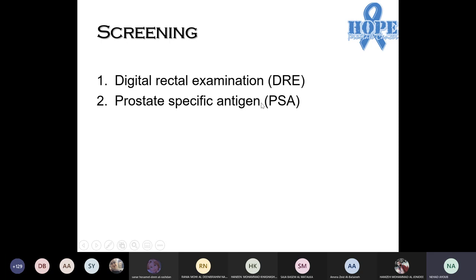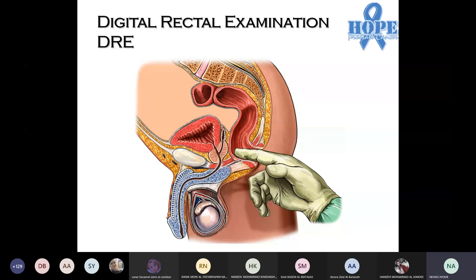PSA, I think you may have taken it in clinical chemistry, is a biomarker molecule secreted by the prostate cancer cells. We measure it in circulation, so it is a blood biomarker. This other one is an exam that we will talk about. Both of them have drawbacks, they have problems. So usually we have to do them together, in case we are screening.